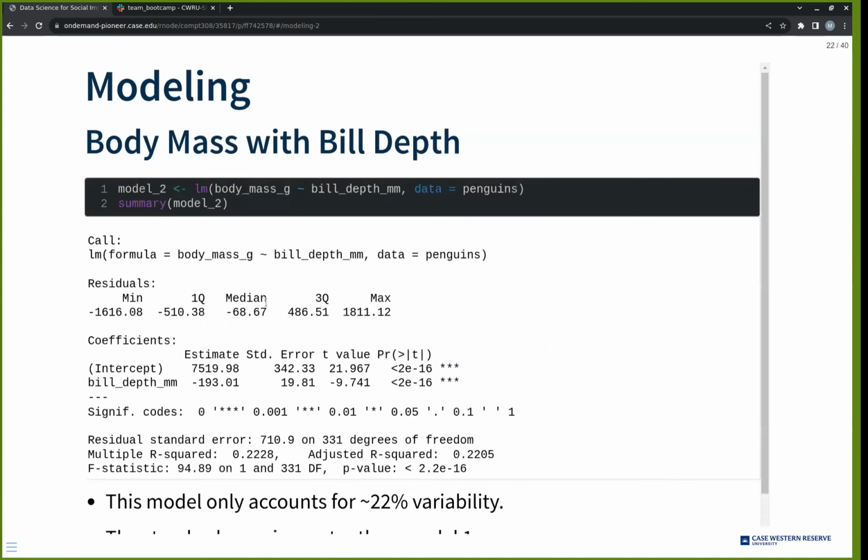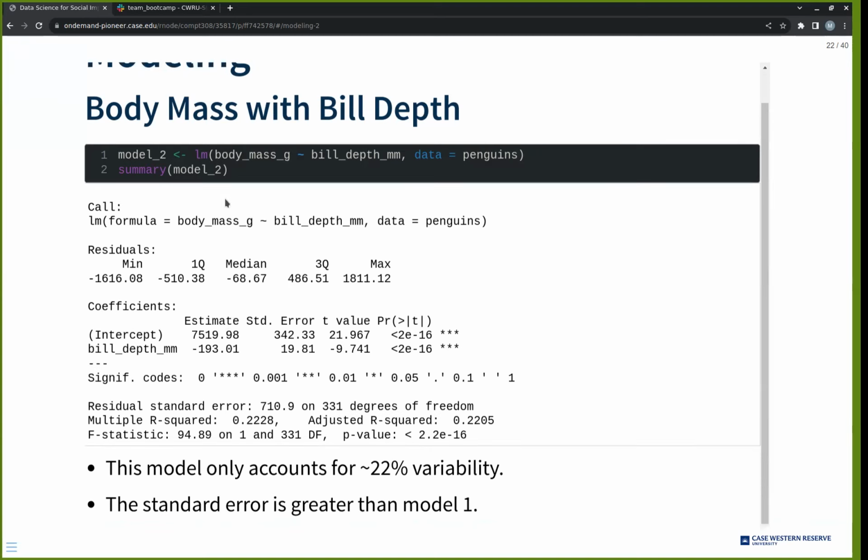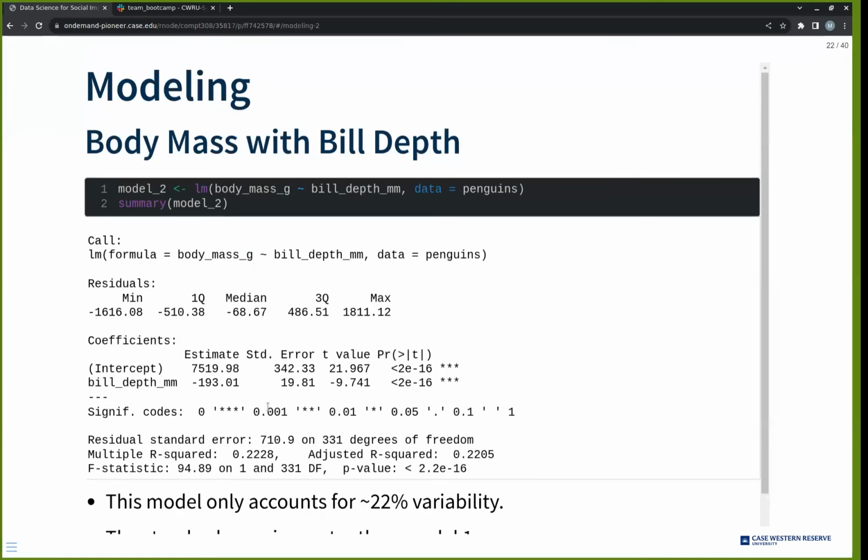Okay, so now let's move on to the second variable and do the same thing. We create model 2. Model 2 would be based on the bill depth only, not bill length, not anything else. Once we get that, we type in summary, and we get this summary as well. You can see this model is even worse because the adjusted R square is 0.2. So bill depth alone can only explain 1/5 of the change in body mass. And the standard error of this model is also greater than model 1. So all in all, this is way worse than model 1.